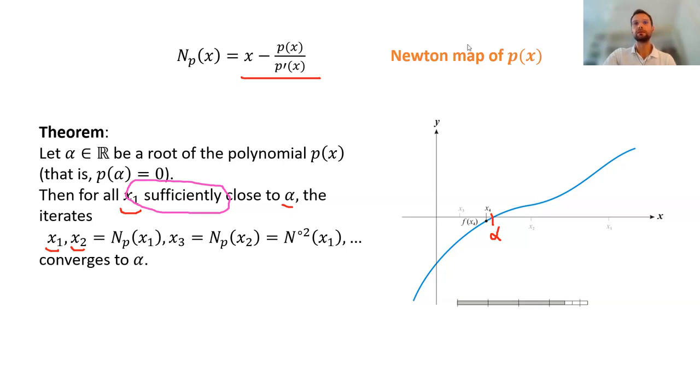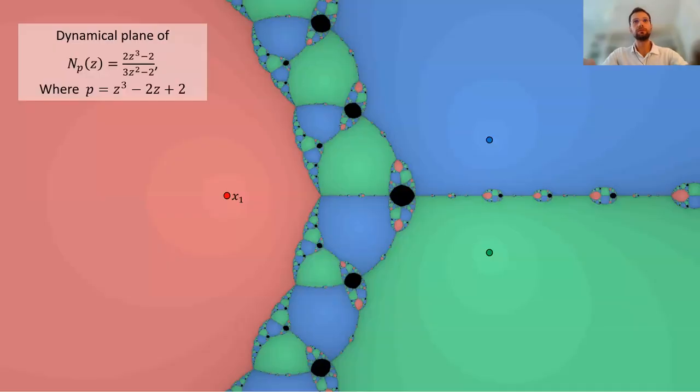So what I want to do now is actually see a global picture. What is actually going on globally? Can I understand how the orbits of points behave under the iteration of a Newton map? So I just want to experiment. Let us consider the dynamical plane of this polynomial. Let me guide you through.